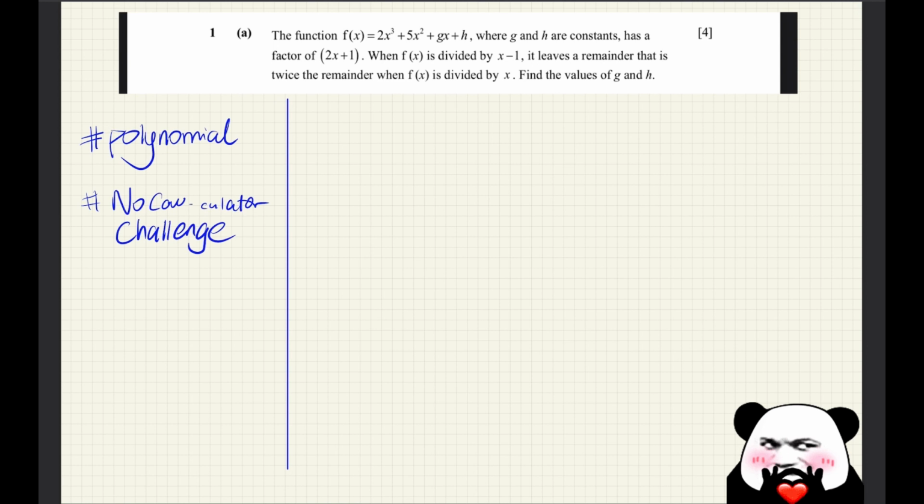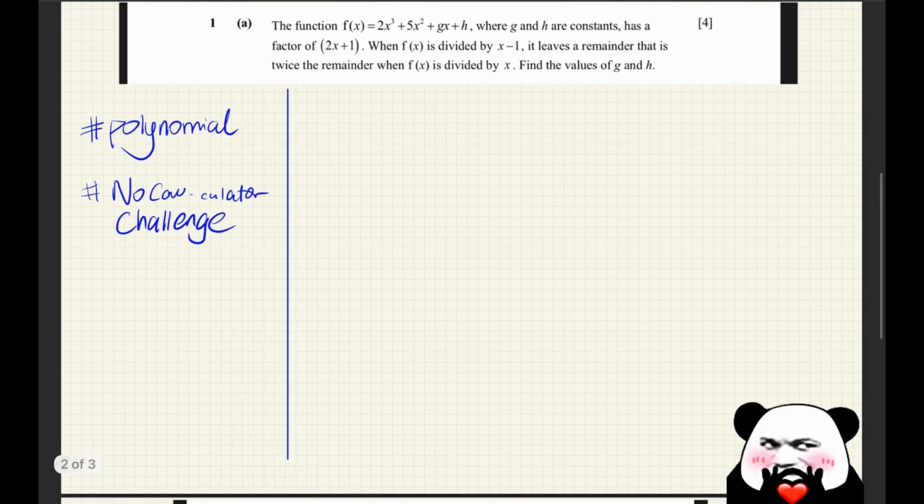Today let's look at a question regarding polynomial. The function f(x) equals this, where g and h are constants. So when we see these two, we may realize we may be finding the value of g and h. And since they are two values, we can already predict that maybe it's by solving a simultaneous equation. Put a question mark here: has a factor of 2x plus 1.